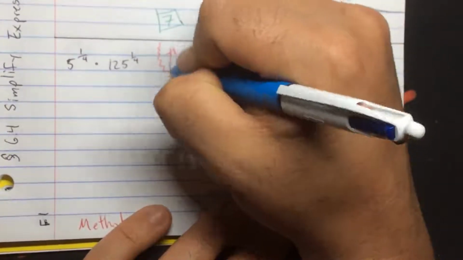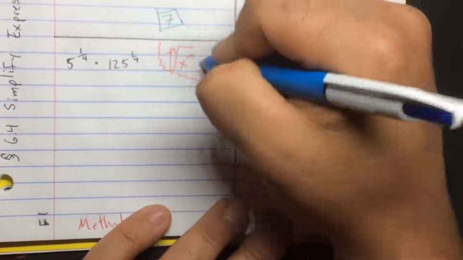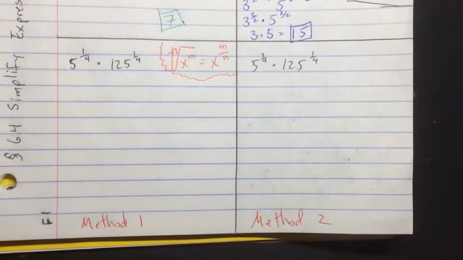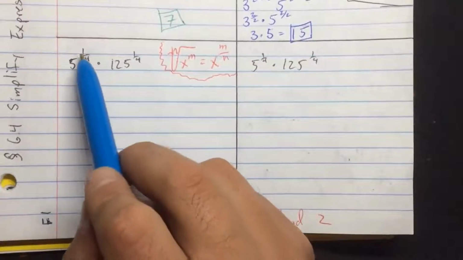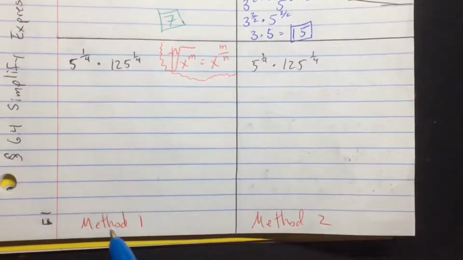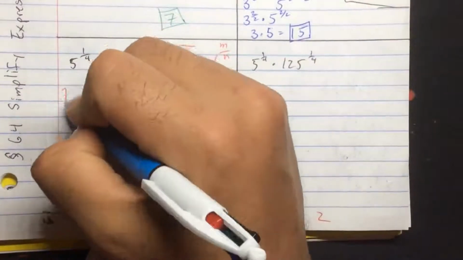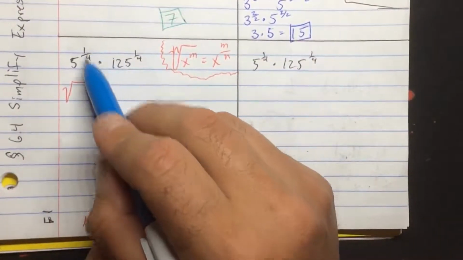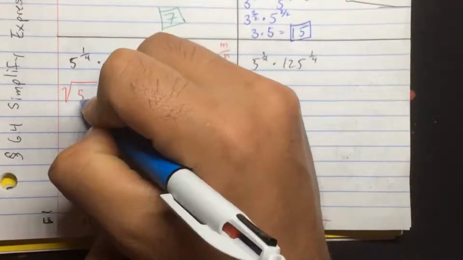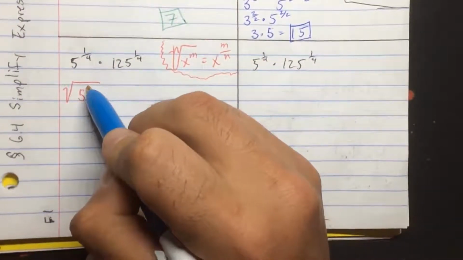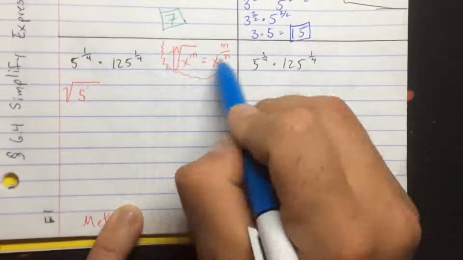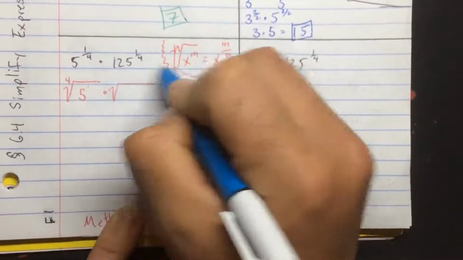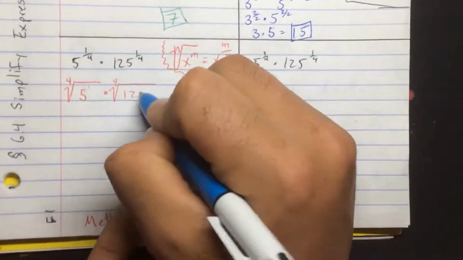This is the nth root of x to the m is equal to x to the m power over n. So that being said, we have our 1/4, which is our m over n. We're going to rewrite this one as the 5 goes in, and the 1 is what goes up here, and the nth root is the 4. The same thing here, we're going to multiply by our fourth root of 125.